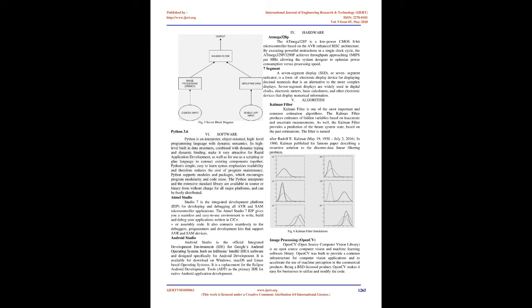4. Hardware. Atmel 328P. The Atmel 328P is a low-power CMOS 8-bit microcontroller based on the AVR enhanced RISC architecture. By executing powerful instructions in a single clock cycle, the Atmel 328P achieves throughputs approaching 1 MIPS per MHz, allowing the system designer to optimize power consumption versus processing speed.